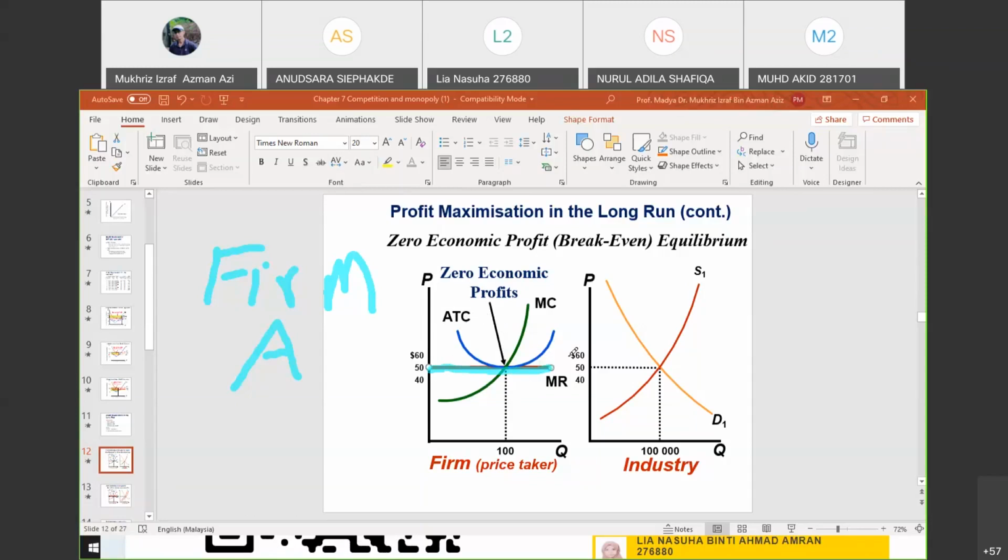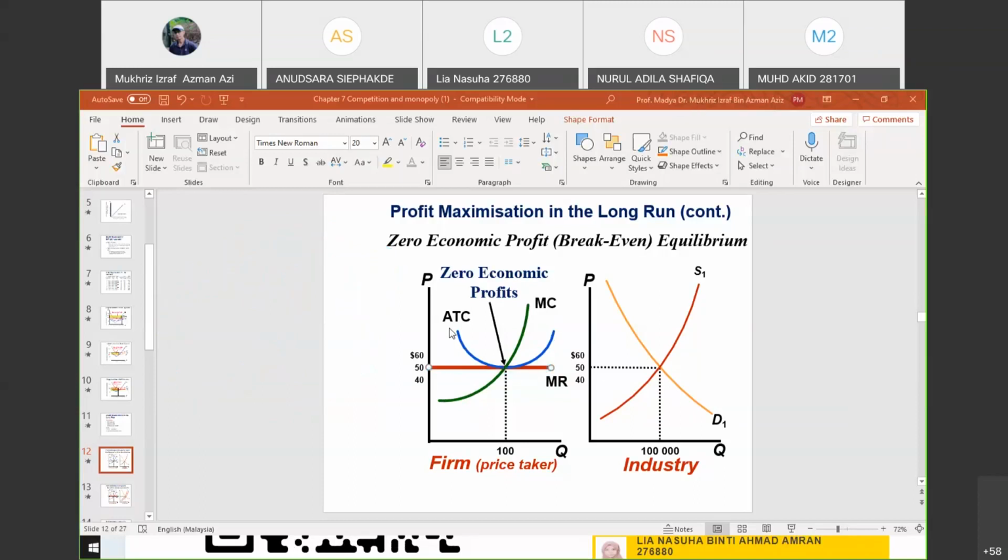But the average cost curve and the marginal cost curve are unique to the firm, meaning that is how the firm can control their own cost. So this has nothing to do with the market. This is the firm's own individual cost. So let's say this is firm A's average cost curve and firm A's marginal cost curve.